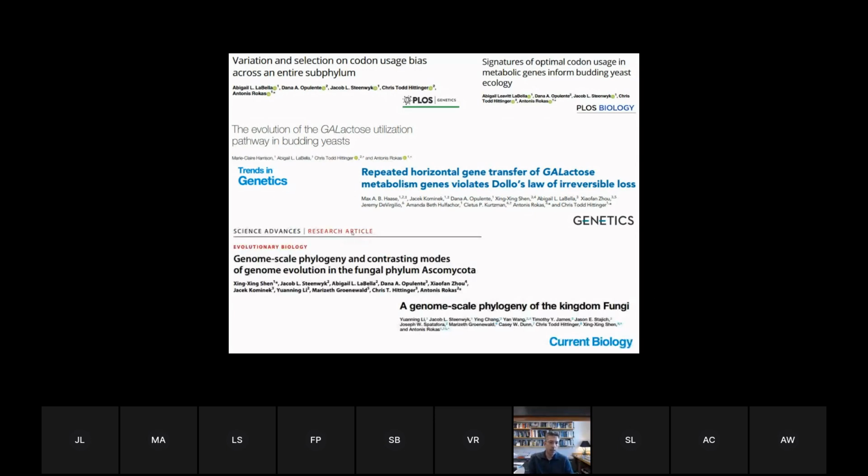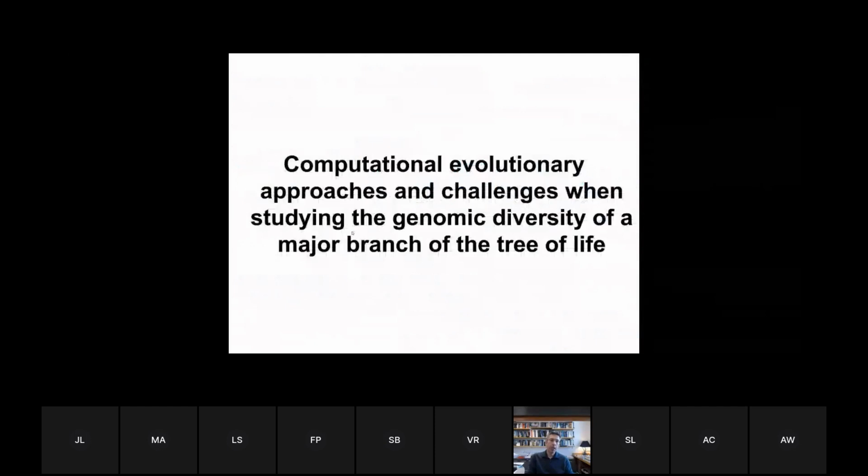And then, other folks in the group have been interested in more evolutionary or phylogenetic questions and have taken this approach and this data to reconstruct the phylogeny of a fungal phylum or the entire fungal kingdom. In the process of generating these data sets, we've had to come up with several different computational approaches for handling these genomic data and for conducting these evolutionary analyses. We also encountered several different challenges, and I want to briefly introduce them and spend a few minutes talking about them.